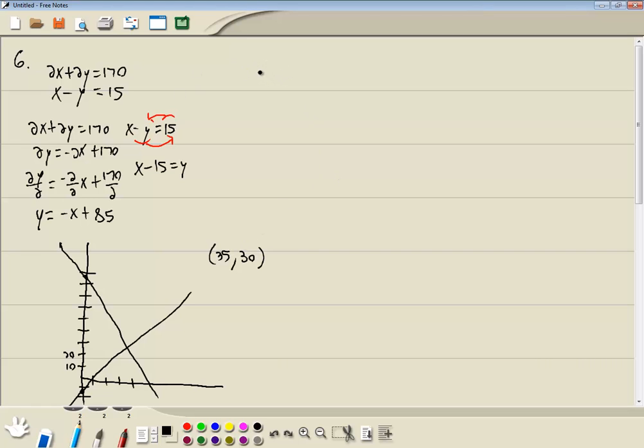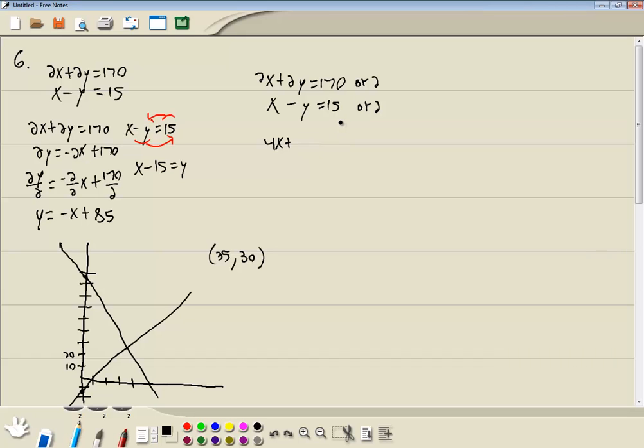Let's use the addition method. So I got 2x plus 2y is equal to 170. X minus y is equal to 15. I'm going to multiply the second equation by 2. So I'm going to get 4x plus 4y equals 300.